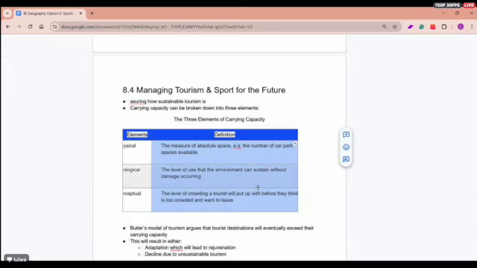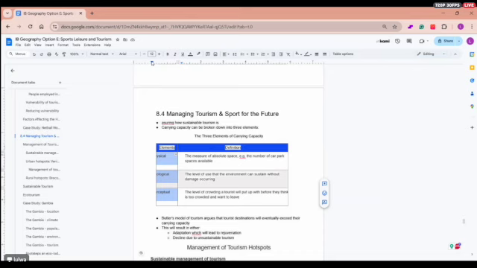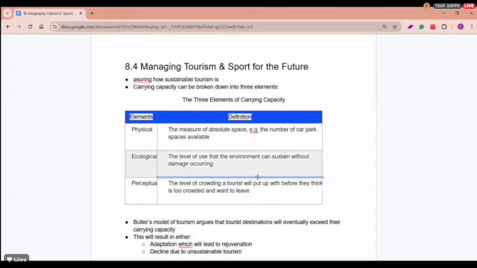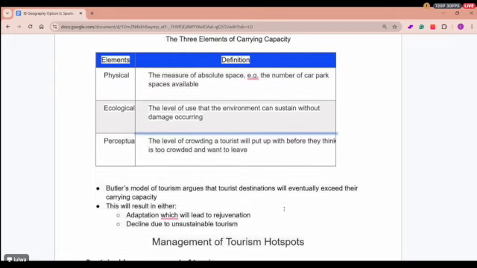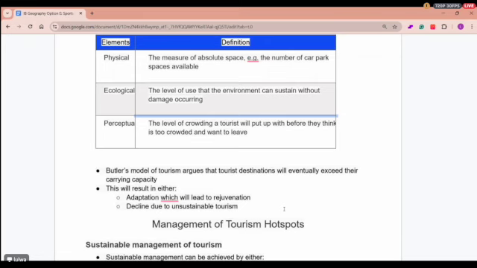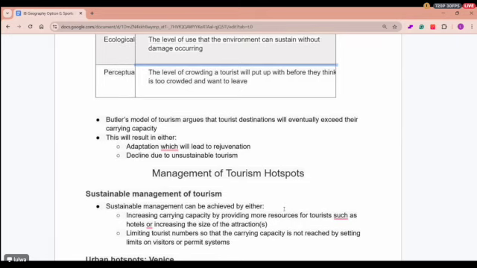Physical carrying capacity is the measure of absolute space available. For example, car park spaces available. Ecological is the level of use the environment can sustain without damage, and perceptual is the level of crowding a tourist will put up with before they think it is too crowded and they want to leave. So, Butler's model of tourism argues that tourist destinations will eventually exceed their carrying capacity, and this will result in either adaptation or decline.